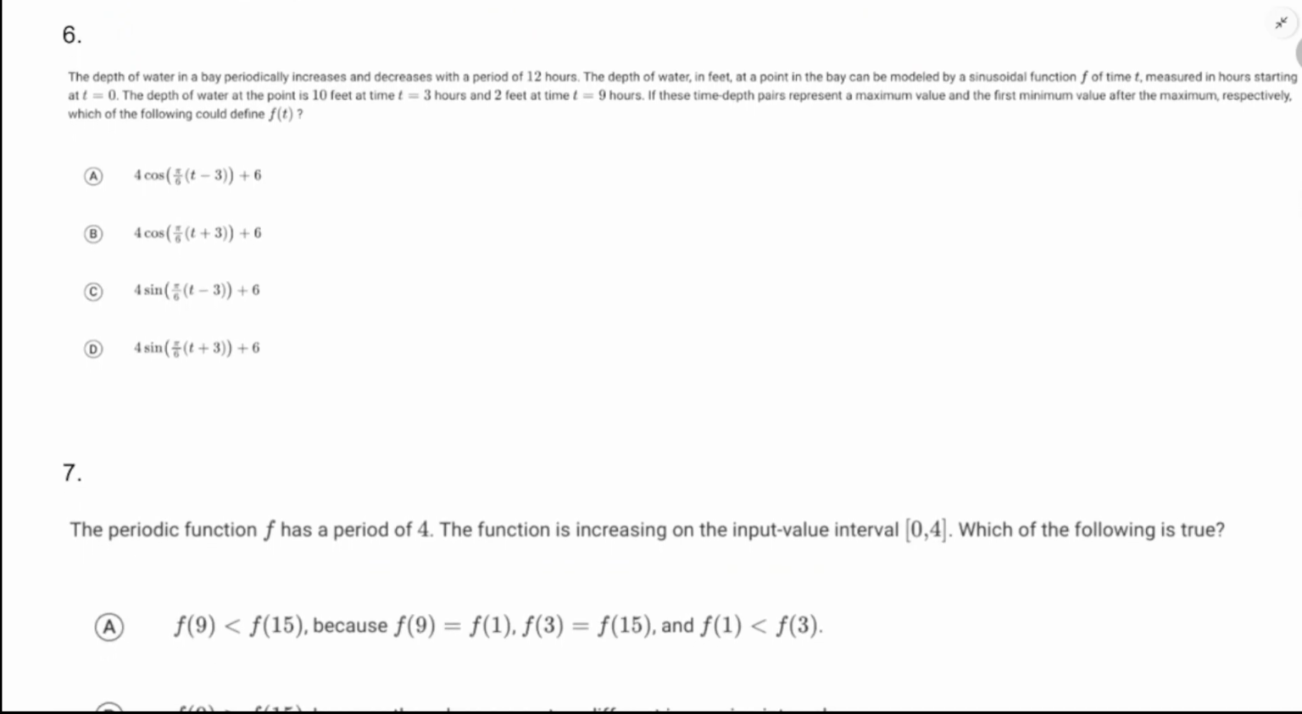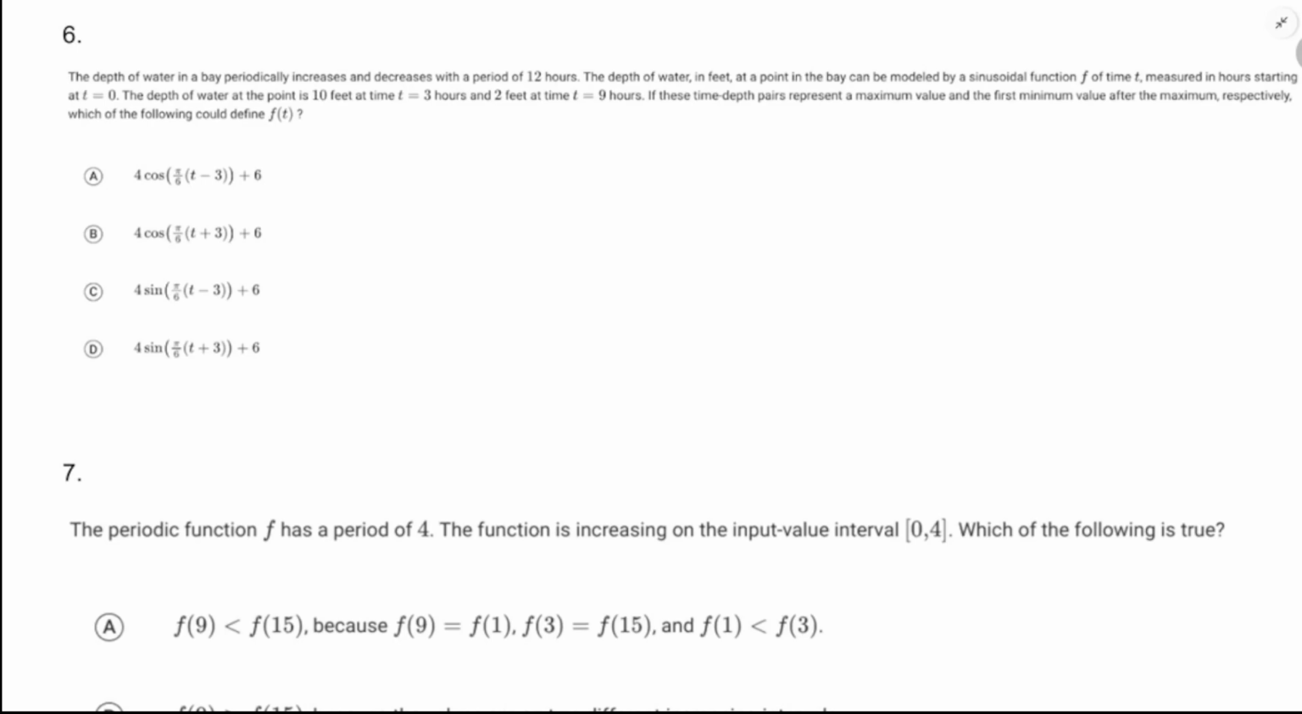Depth of water in a bay periodically increases and decreases with a period of 12 hours. Depth of water in feet at a point in the bay can be modeled by sinusoidal function f of time t measured in hours starting at time 0. At time 3, the depth is 10, and at time 9, the depth is 2. So it's going to be half the period.